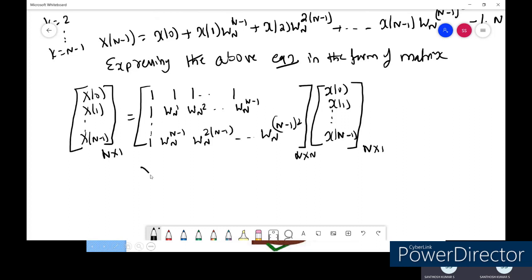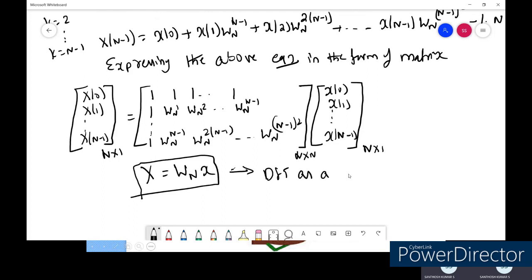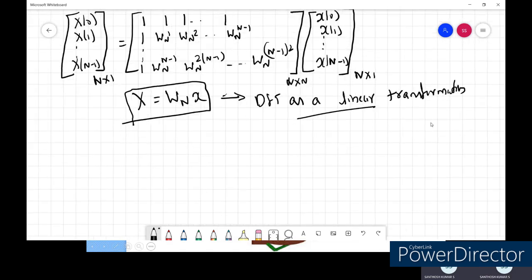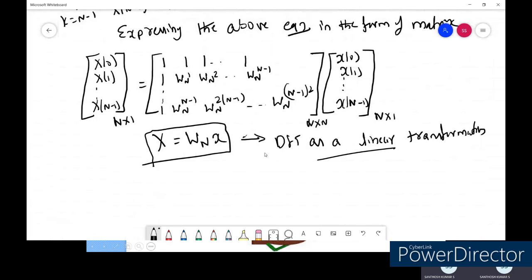So in general, we can express this as X is equal to omega n into small x. This expresses the DFT as a linear transformation. Linear transformation means we converted a set of linear equations in terms of the linear transformation, and we got it expressed in terms of the matrix method. So this is how we can find the DFT of the sequence by using the matrix method.